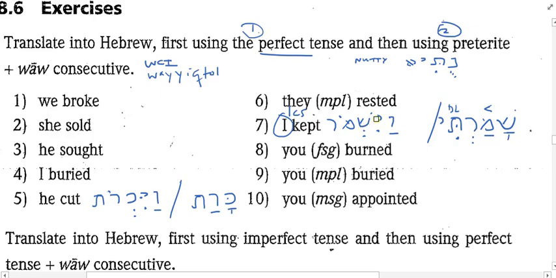What's the prefix for first common singular? Which prefix is I? It's Aleph, right? So I want to put an Aleph here instead. Now here's my question. Two things. Will I see the Keurig under the Aleph? No. What will the Aleph get? What does it prefer? Segol. So it's going to be that.